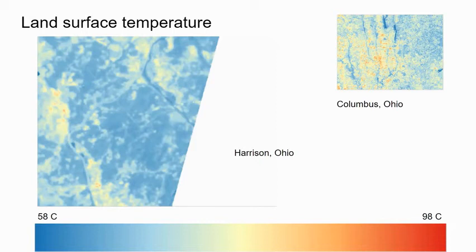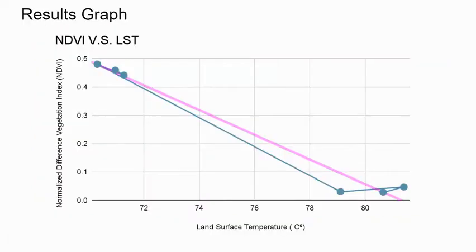The reason why land surface temperature seems to be so high in both of these areas is because the device used to measure land surface temperature is measuring the amount of infrared radiation that reflects off of the ground and is not measuring air temperature. When the data was graphed, we found that as land surface temperature goes up, NDVI goes down. We found that NDVI and land surface temperature have an inverse relationship with each other.